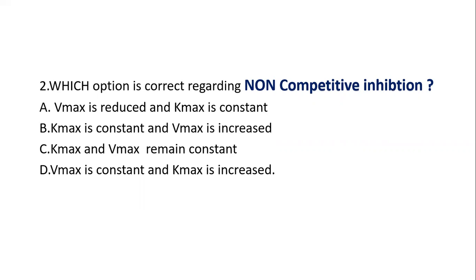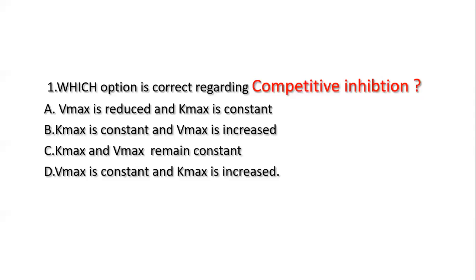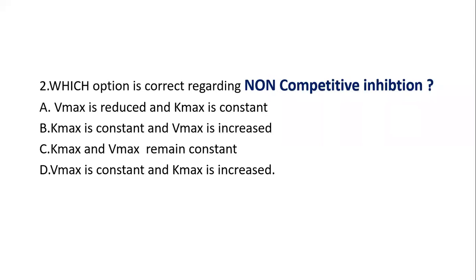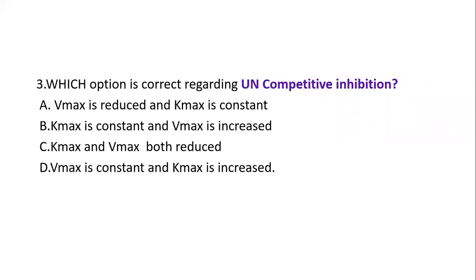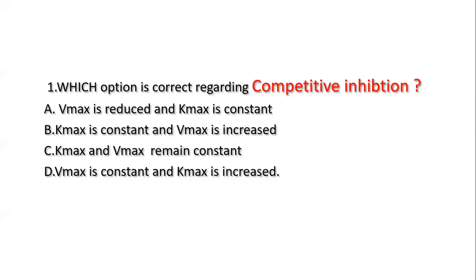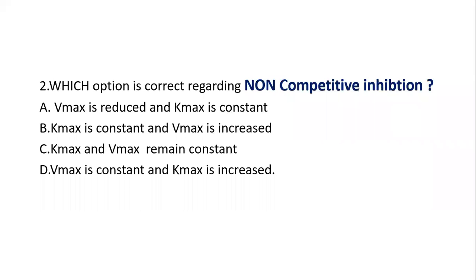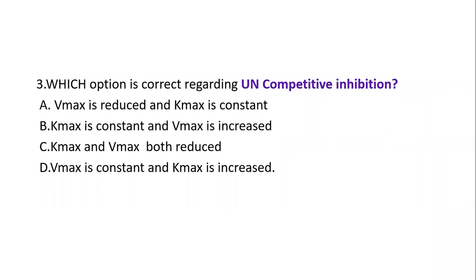Previous one was competitive inhibition. The next one is non-competitive inhibition. Again, same four options. Now, third one, which option is correct regarding uncompetitive inhibition, right? First is competitive inhibition, then non-competitive inhibition, then uncompetitive inhibition, right?